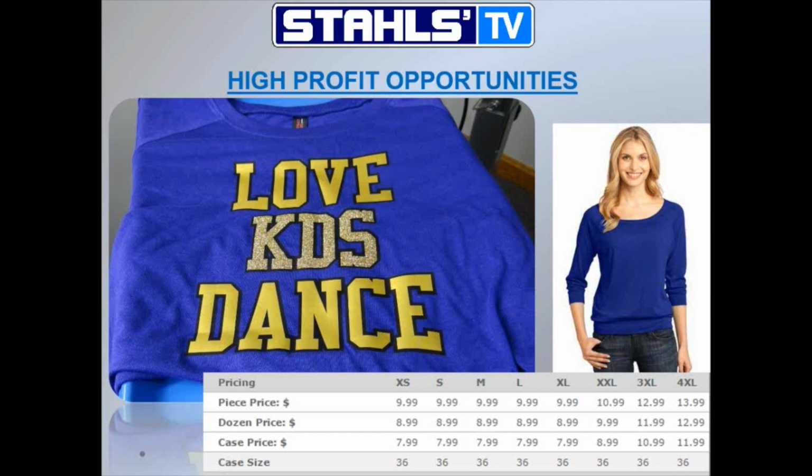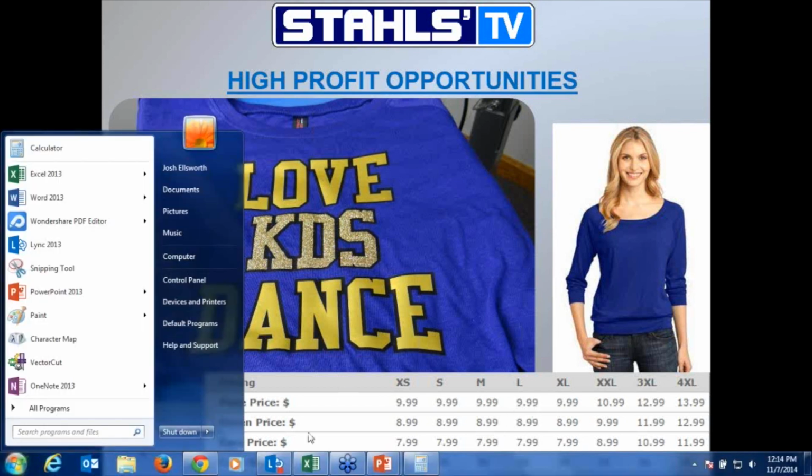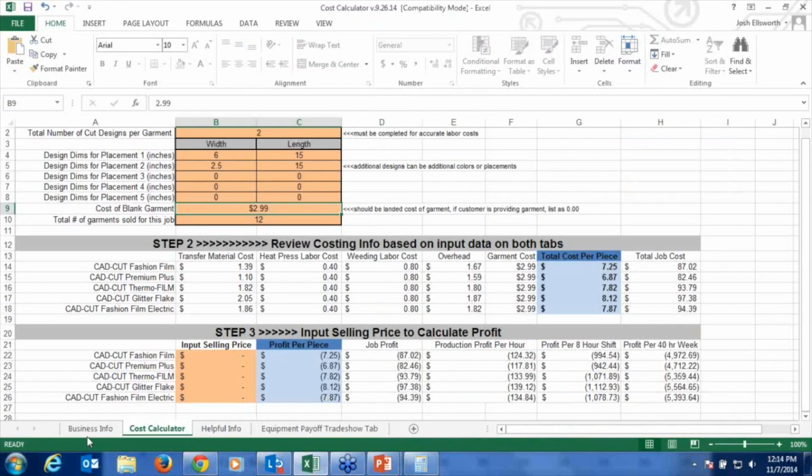So I'm going to run this through the cost calculator to show you. Let's just say we're doing a low quantity. We're not hitting a dozen, so a piece price of this at $9.99. Let's go through the calculator. I just want to make sure you get all this done. Okay, so cost of the blank garment is $9.99.